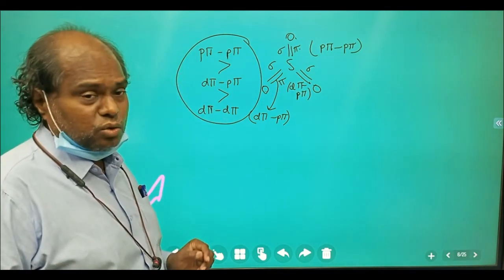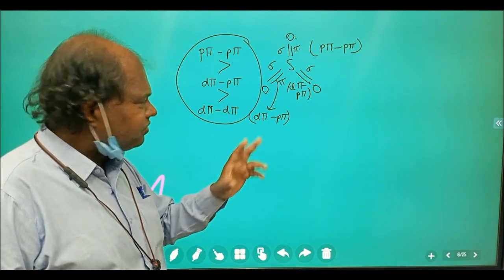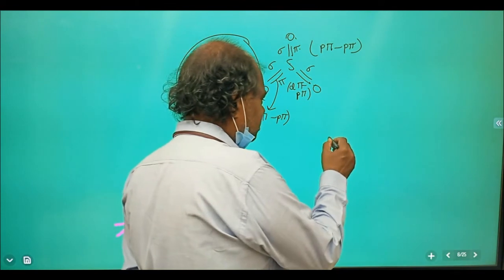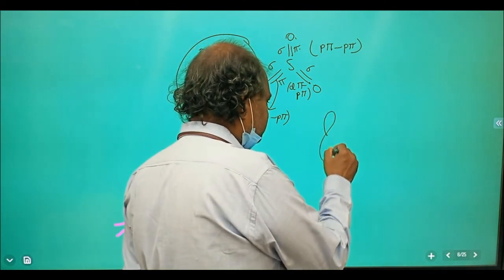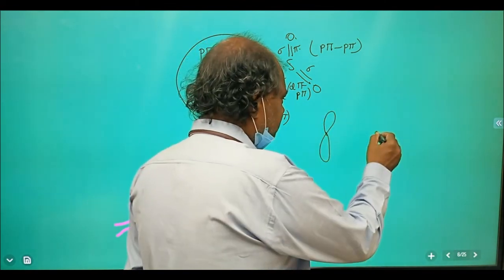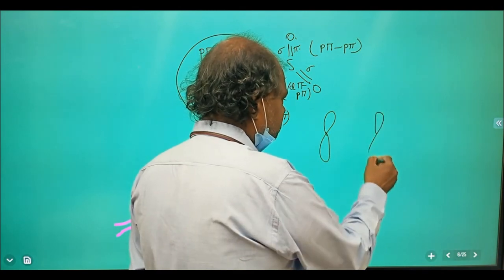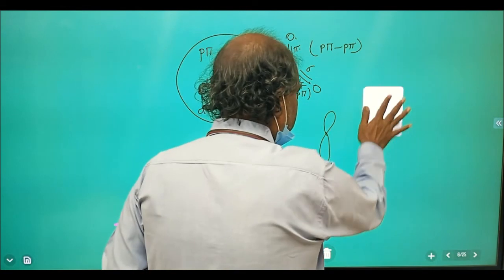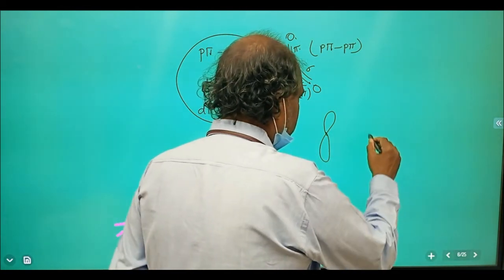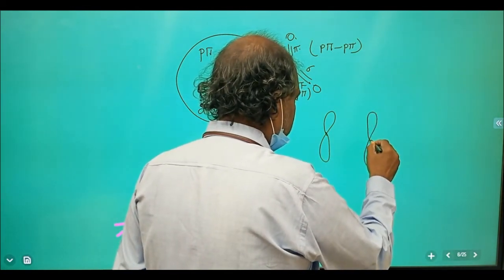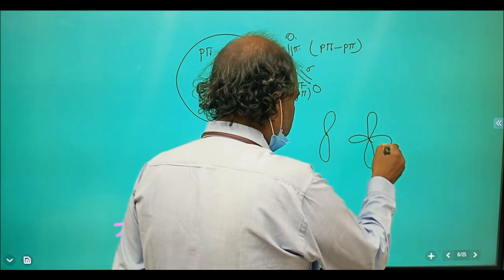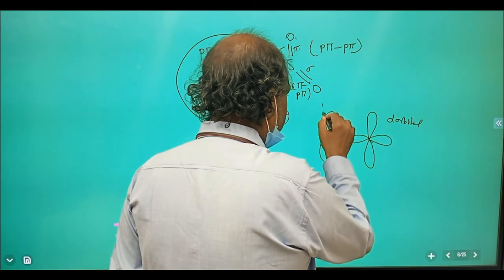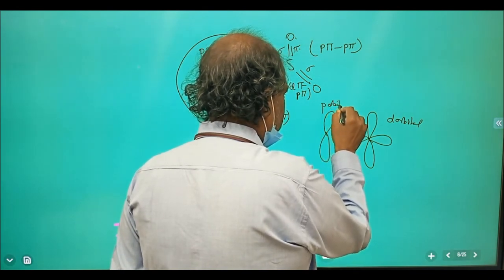Now, the reason why is d orbital weaker in pi bonds? Because, see, p orbital is directional. Can you see these p orbitals, right? They are highly directional orbitals. D is something like this. Okay, let me draw it. This is d orbital, right? And this is your p orbital.